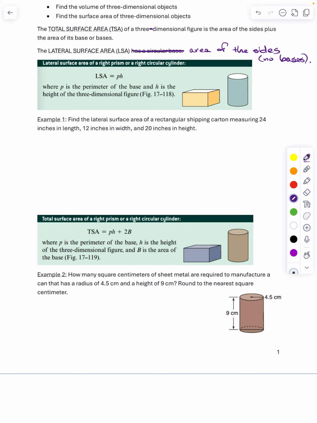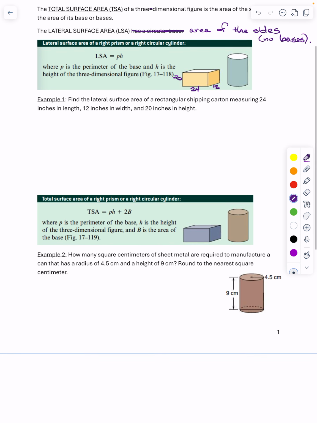So lateral surface area of a rectangular shipping cart measuring 24 inches in length, 12 in width. So I'm going to go ahead and label this one 24, 12, because if I spend the time trying to draw this, we're not going to figure it out. Okay, and I'm going to go ahead and do that lateral surface area both ways so that it makes sense. And you can figure out which way makes the most sense to you.